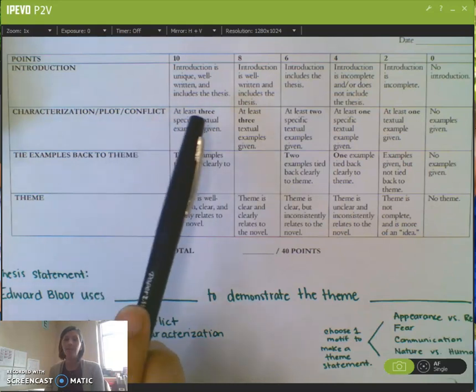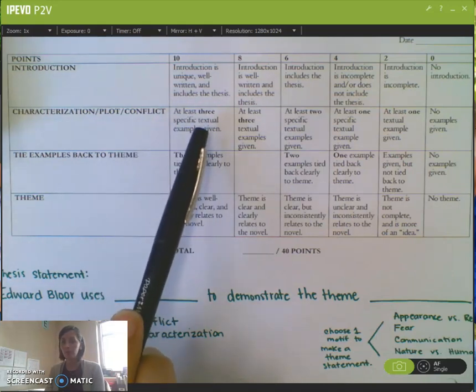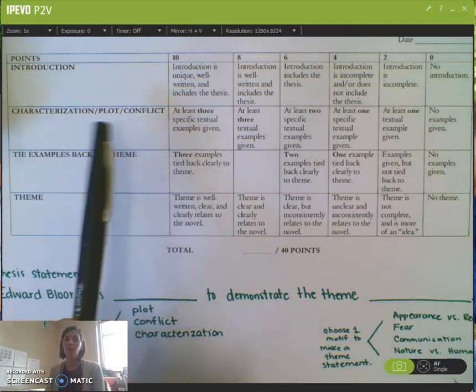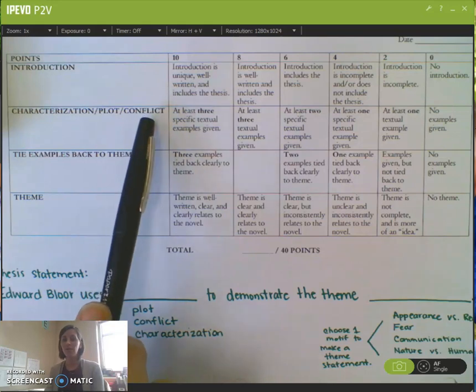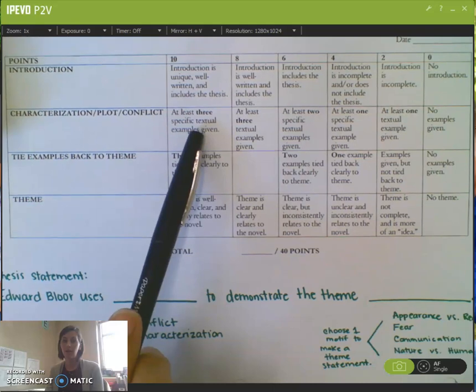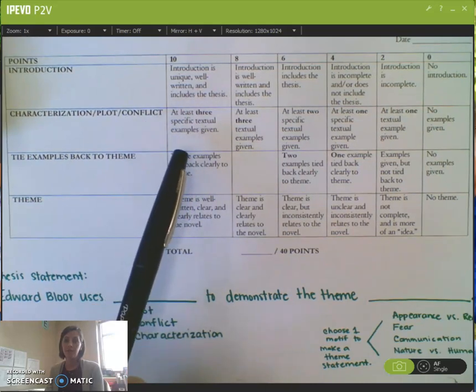You're going to have 3 examples. Those 3 examples will stick to whatever one of these you choose. You're not doing all 3. You're just choosing one. So say you choose to do conflict, you'll come up with 3 examples from Tangerine that prove conflict.